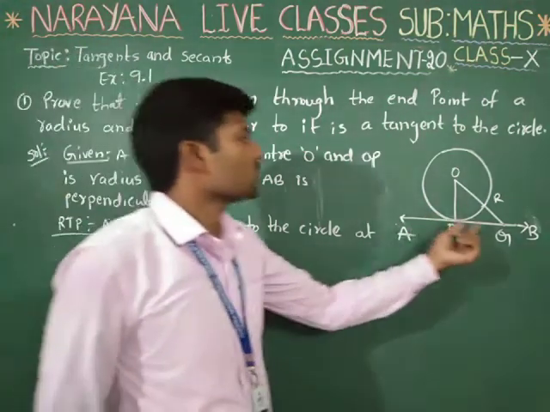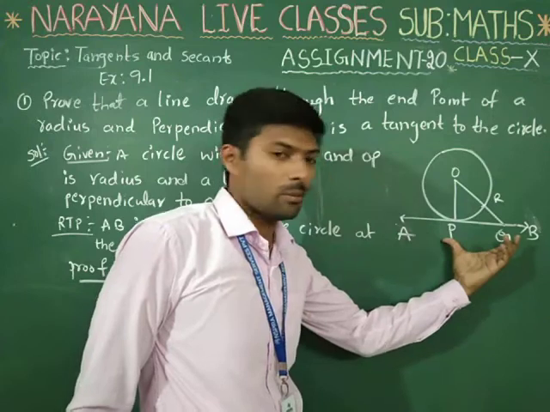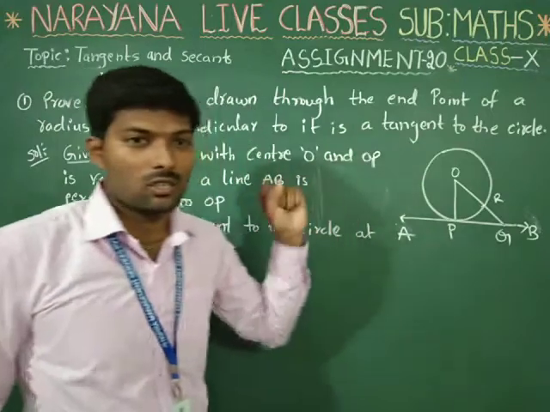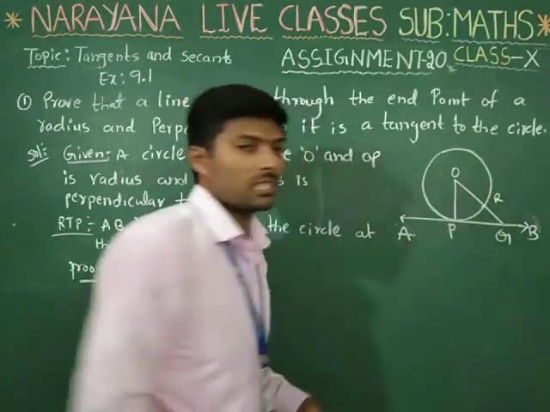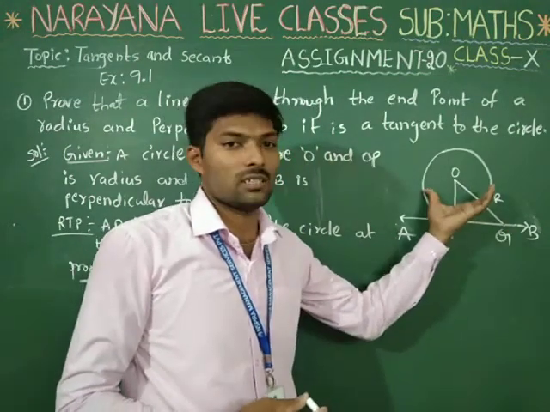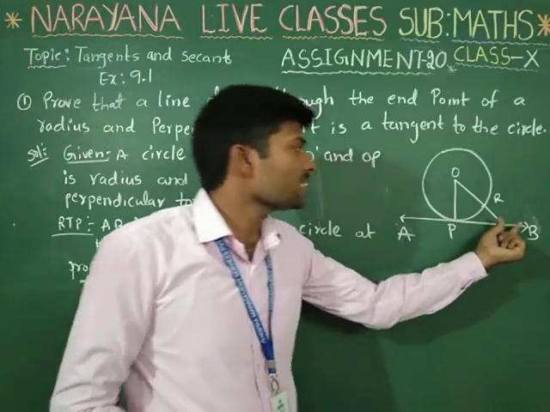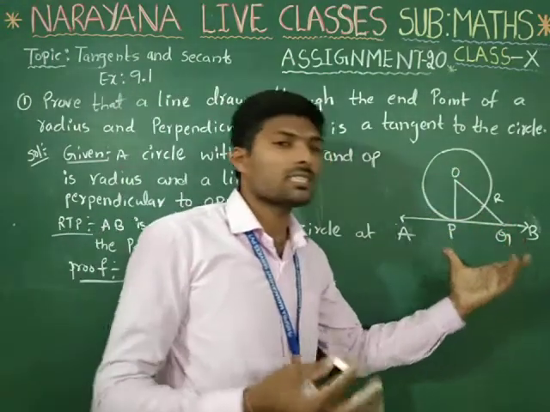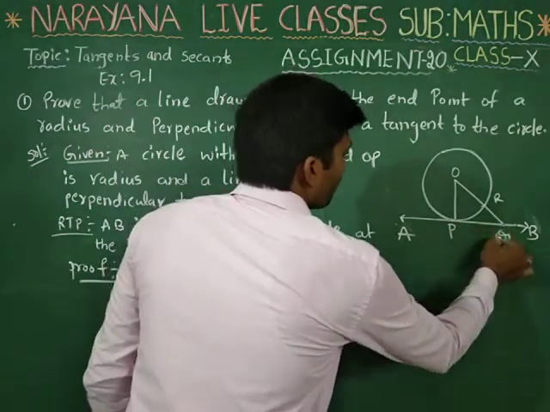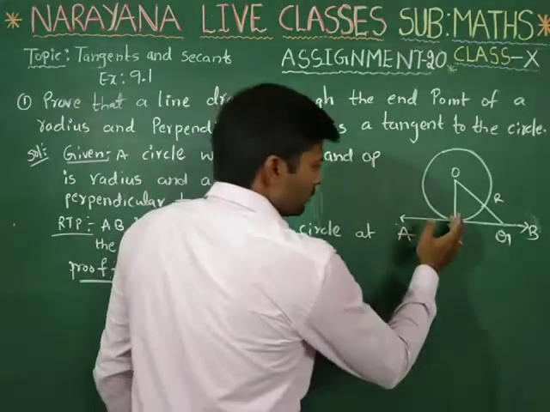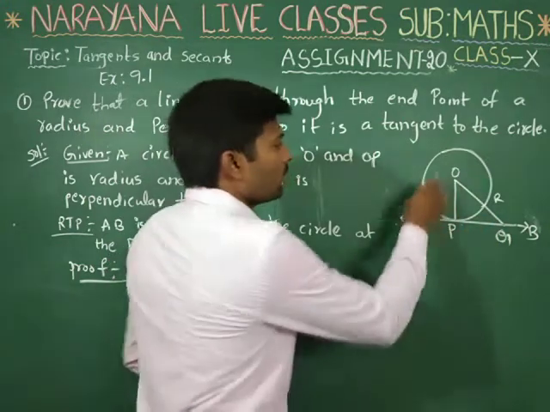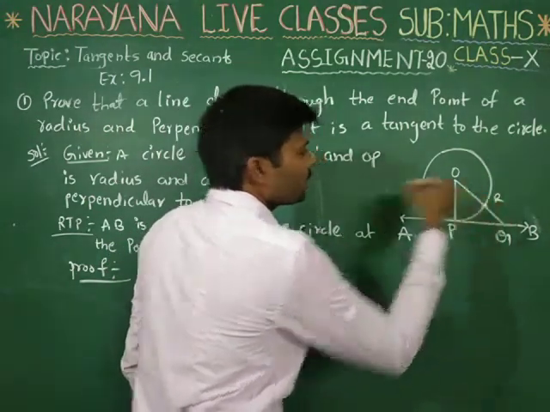Now take a point Q on this line AB, which lies outside the given circle. If the point Q lies outside the circle, then the line AB acts as a tangent to the circle. If the point Q lies inside the circle, the line AB will act as a secant to the circle. So take a point Q other than P which lies on the line AB, and join a line from O to Q, which will intersect the circle at one point, that point is R.